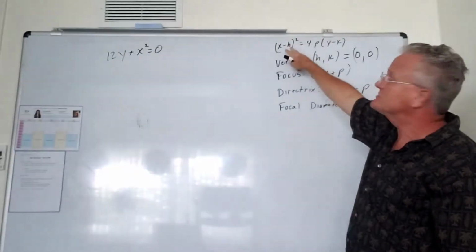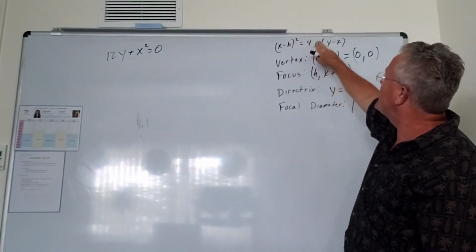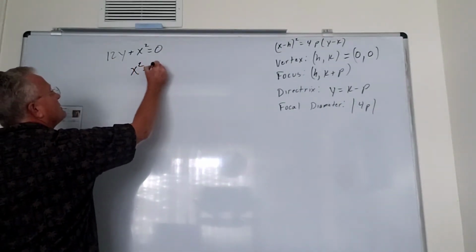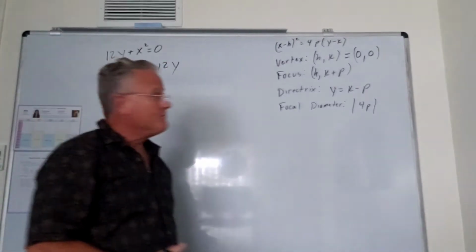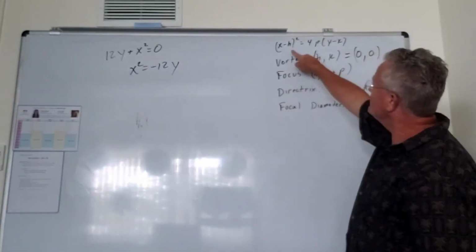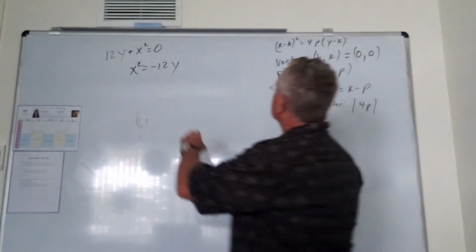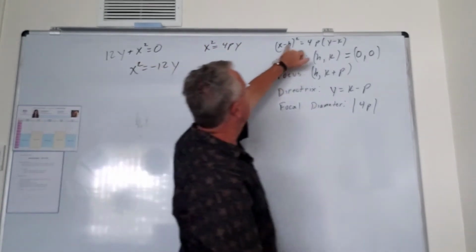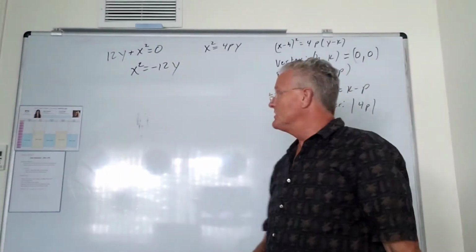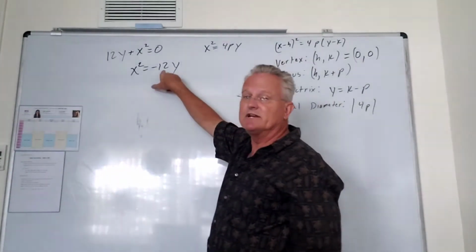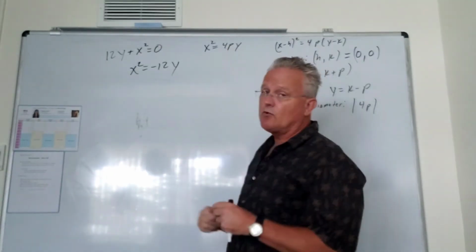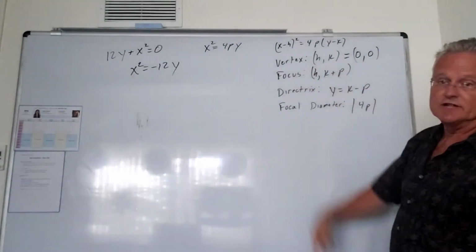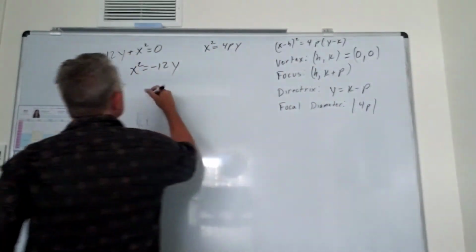Now, this is the general equation if x is squared, so we want to isolate x squared. We want x squared equal to 4 times some number times the y. So let's subtract 12y. We have x squared equals minus 12y. The general equation, with h and k being 0, is x squared equals 4p times y. We want this written as 4 times some number so we can figure out what p is.